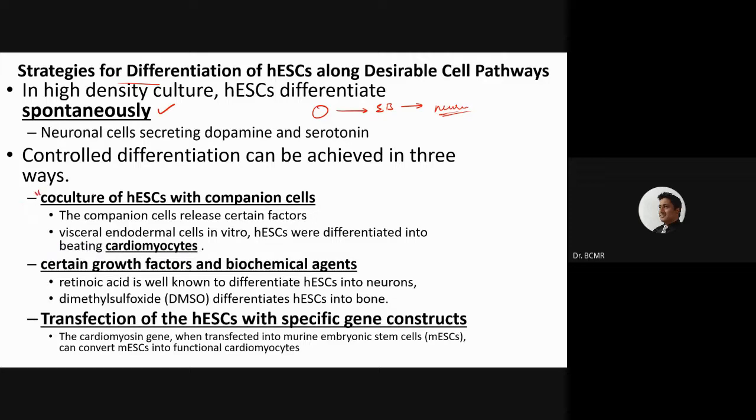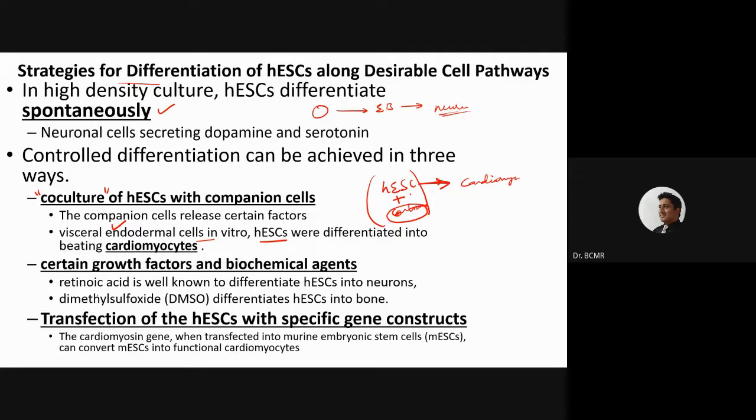Some of the strategies are co-culturing. For example, we take human embryonic stem cells and grow them along with endodermal-like cells. If you put them along with endodermal cells, the human embryonic stem cells become cardiomyocytes, that is, heart cells. You are growing these two cell types together, and that is co-culturing.